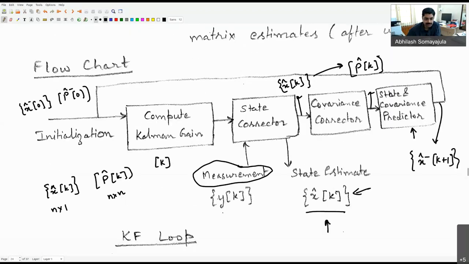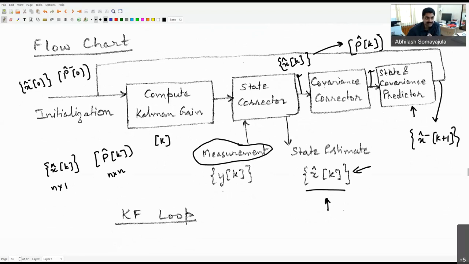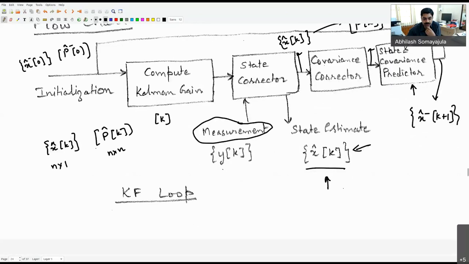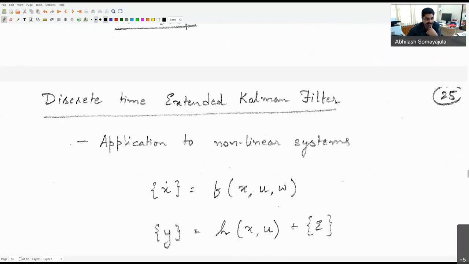Okay, but this had a limitation that it could only be applied to the so-called linear time invariant systems, right? Where we are looking at a state space in matrix form, x dot is equal to A times x plus B times u, and y is equal to C times x plus D times u. But if we wanted to extend this further and apply it to a nonlinear system as well, then we come up with the idea of what is called the extended Kalman filter.